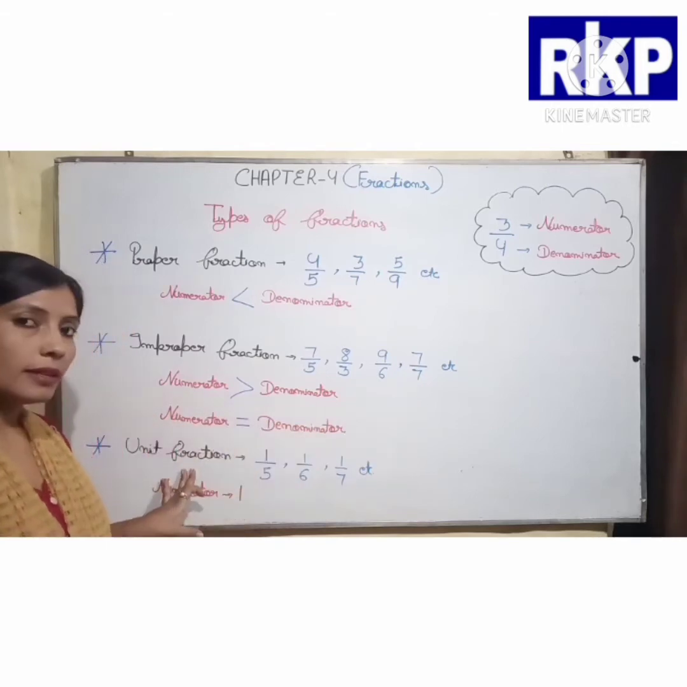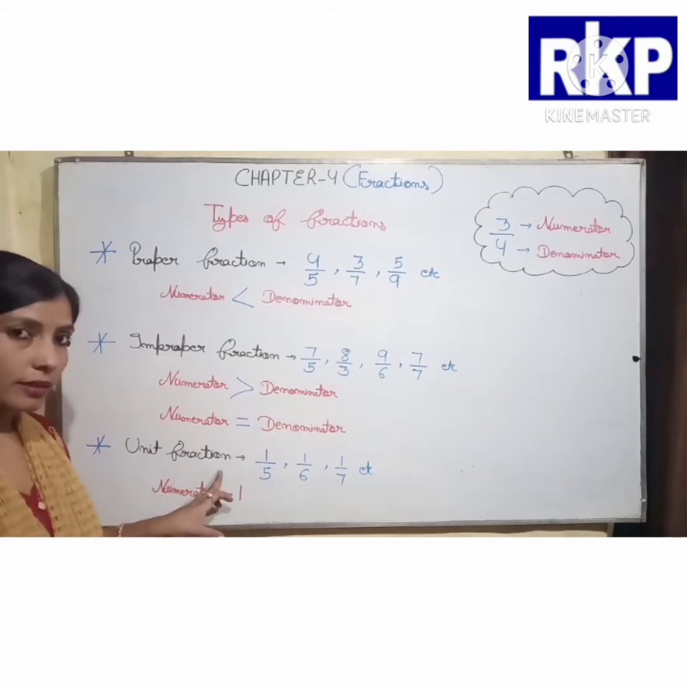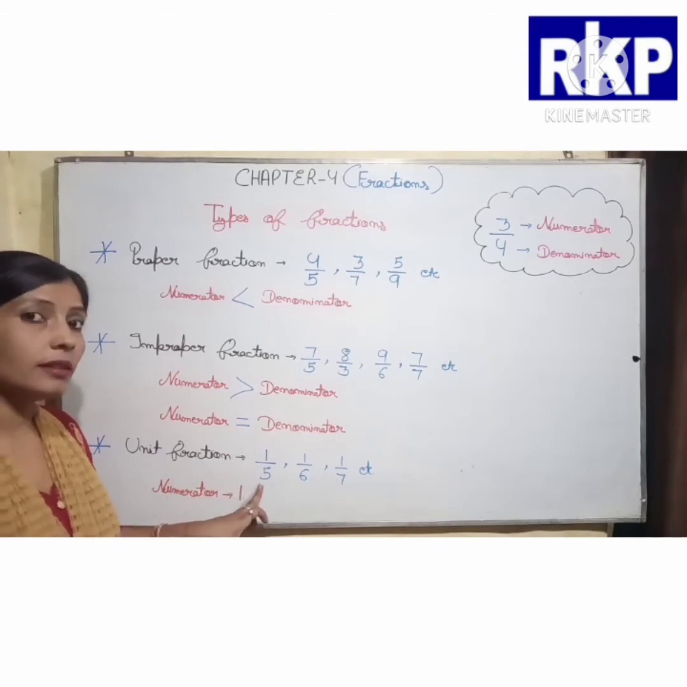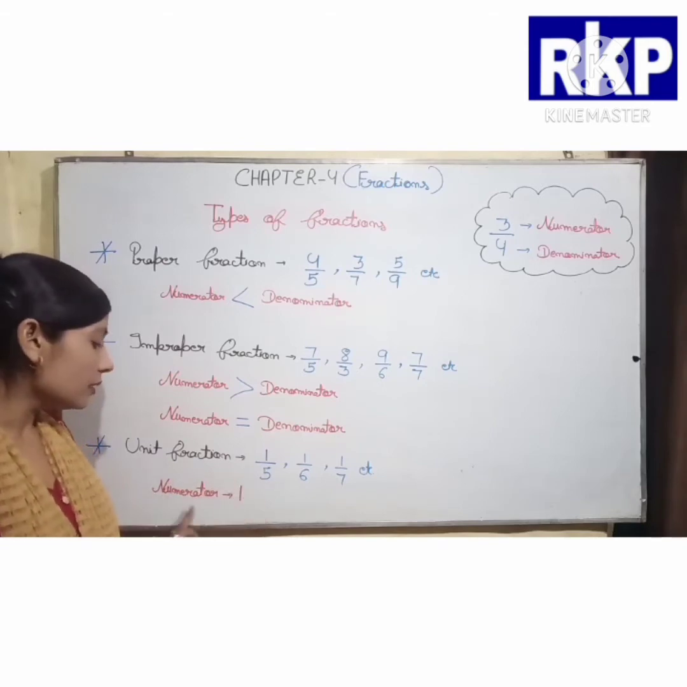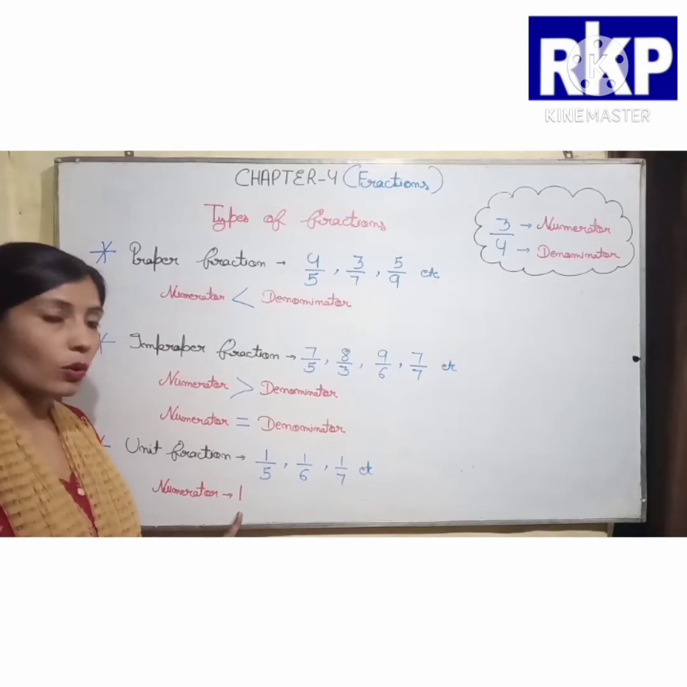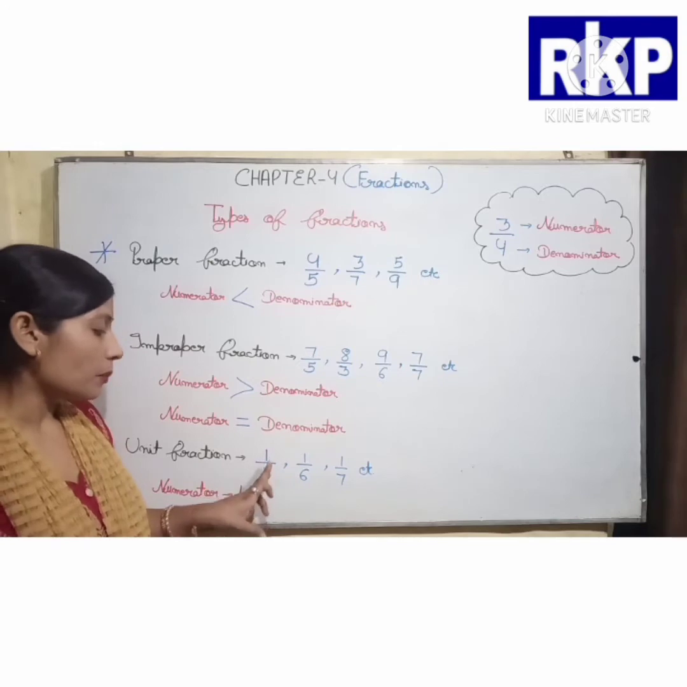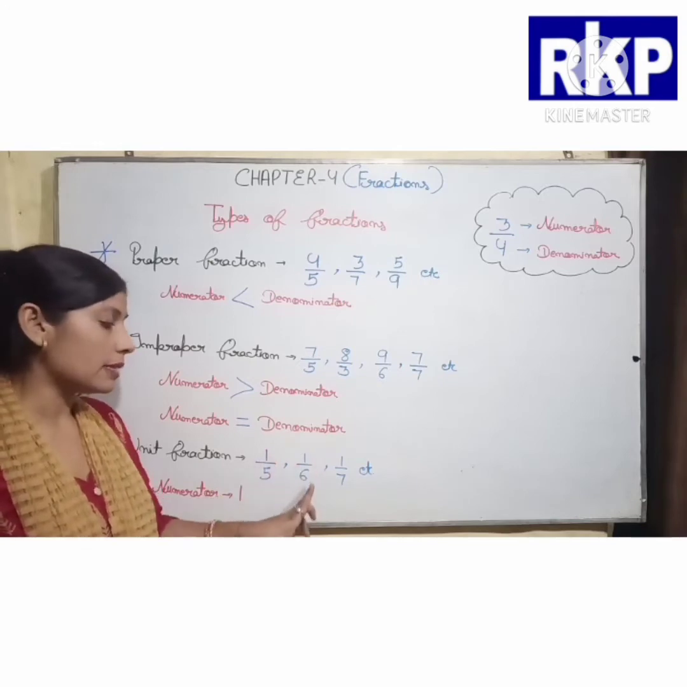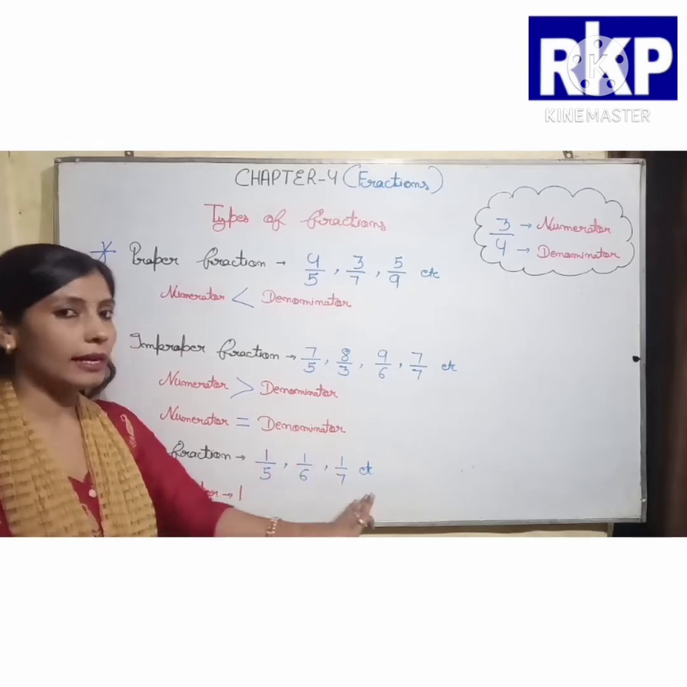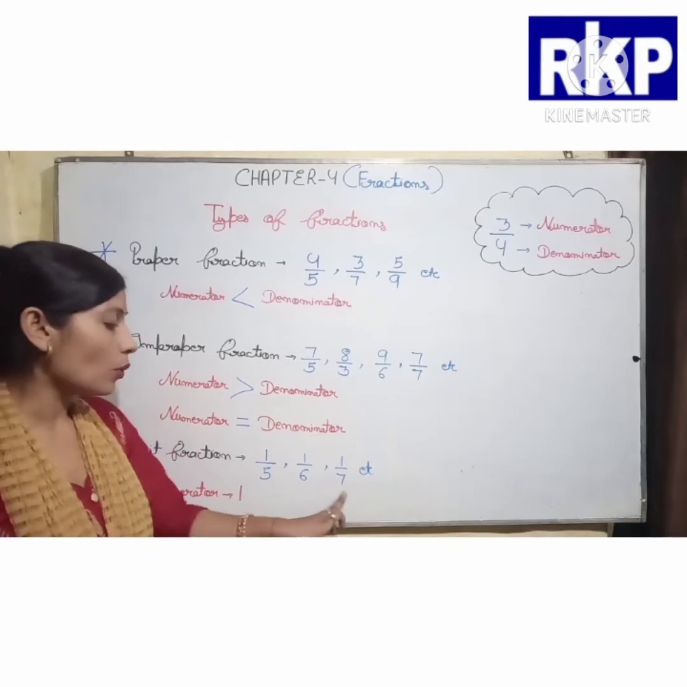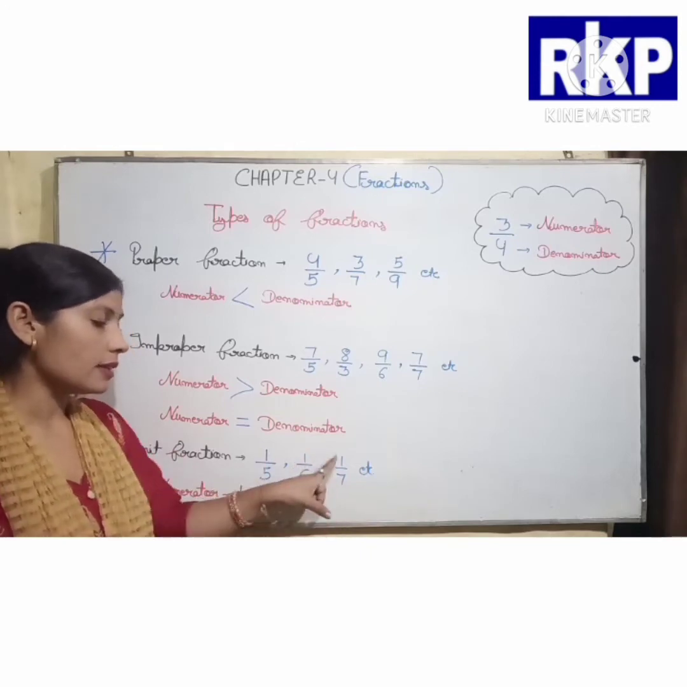Now let us see next. Unit fraction. A fraction in which numerator is 1 is called unit fraction. Okay. For example, 1 by 5, 1 by 6, 1 by 7, etc. Here these all are having 1 as a numerator.